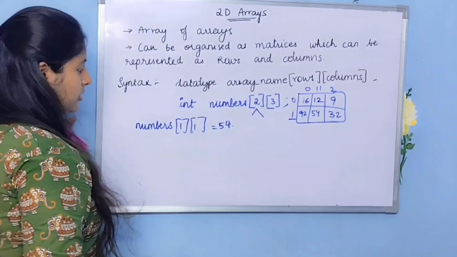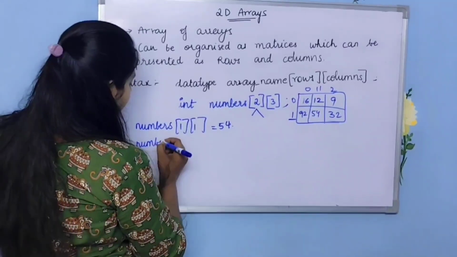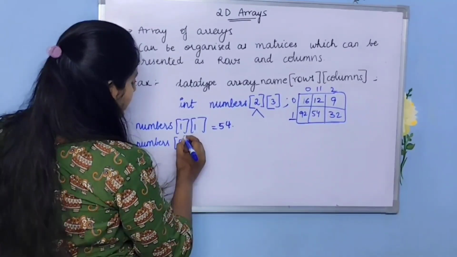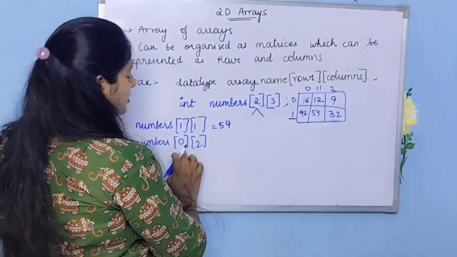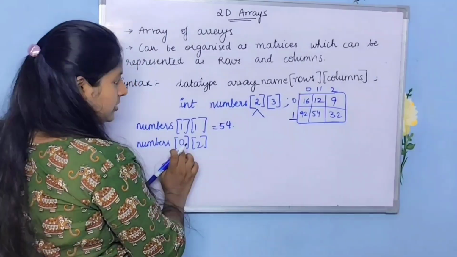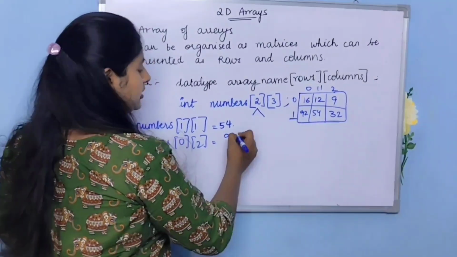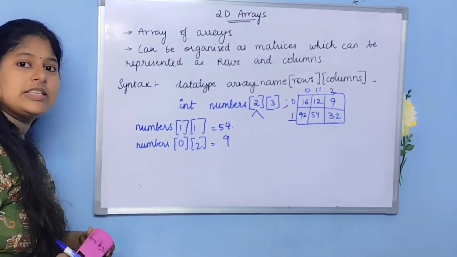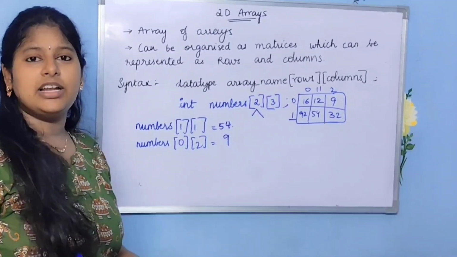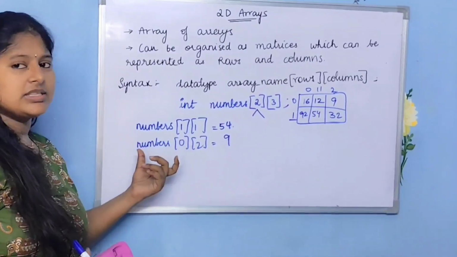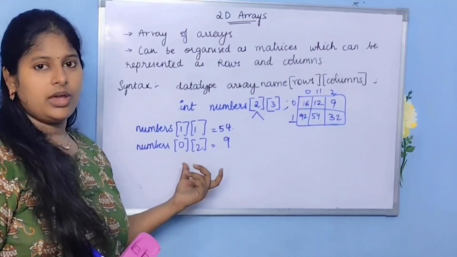Okay. Suppose I have asked you to print the element numbers of 0, 2. So, it is the 0th row and second column. 0th row, second column. That is 9. So, similar to 1D arrays, representation or declaration of 2D arrays is easy. You can easily access elements with the help of indexes.